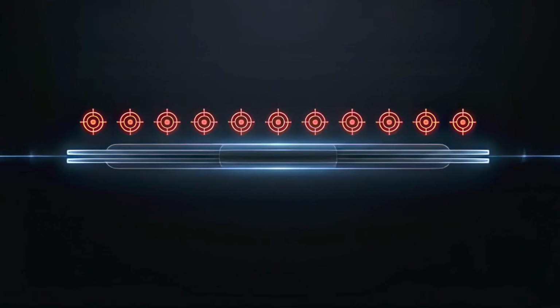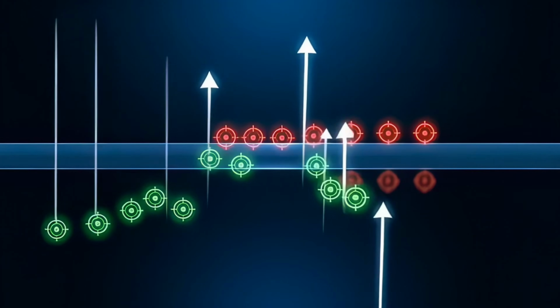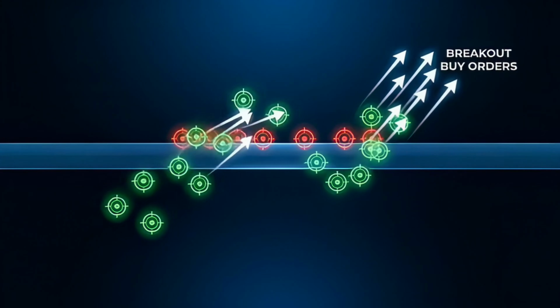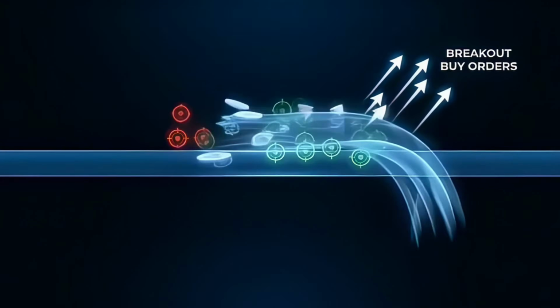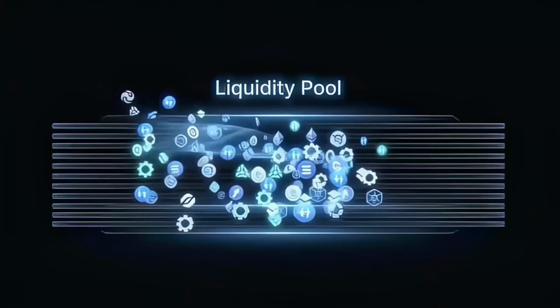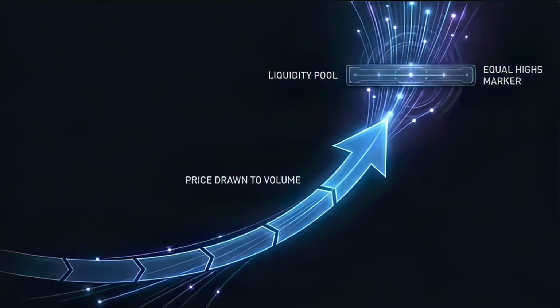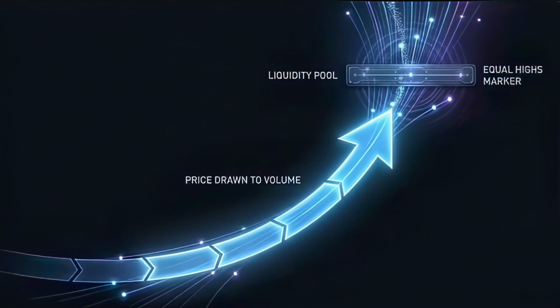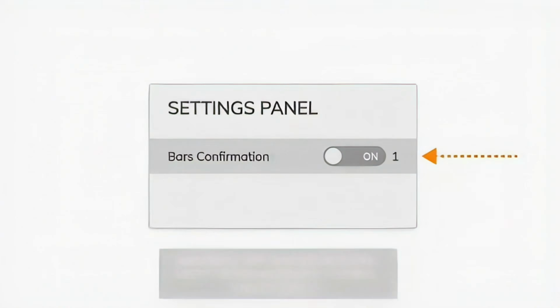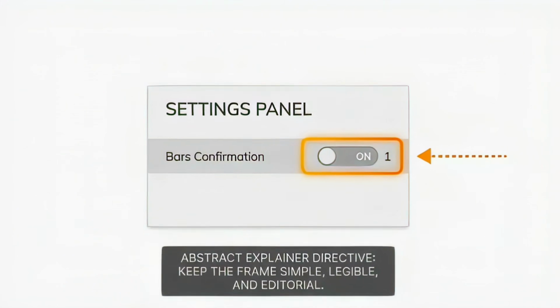Every trader who is short has placed their protective stop just above those highs. Every trader waiting for a breakout has an order sitting just above them too. That thin band above an obvious equal high becomes a dense pool of resting orders. Traders call that liquidity, and large players are drawn to it because they need that volume to fill their own positions.